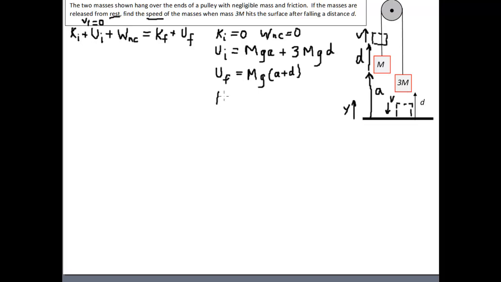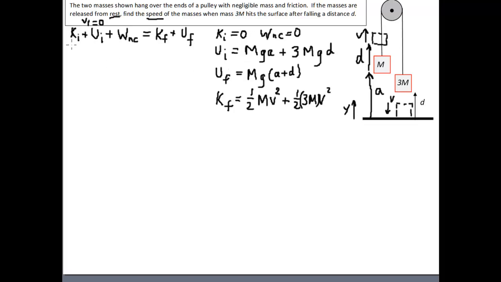The only thing then left to do is write down the final kinetic energy, and here both masses are moving. So we're going to have 1/2 times m times v squared, its speed squared, and then we're going to have 1/2 times 3m, I'll put parentheses around that, times v squared, because it's also moving with that same speed v. So 1/2 mv squared plus 1/2 3m times v squared, and that's the total kinetic energy in the final configuration. So we've done the hard work. All that's left now is substituting into this equation and then handling the algebra.